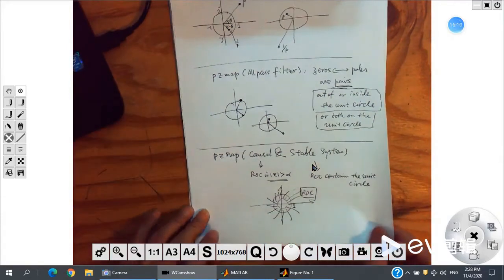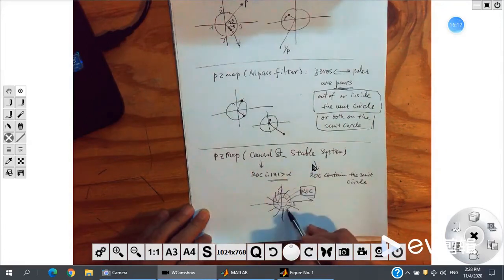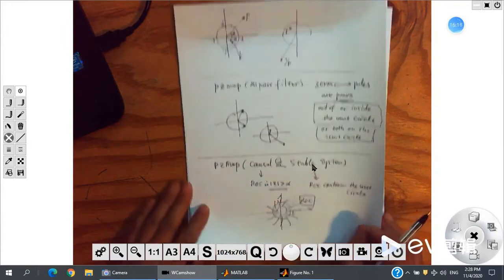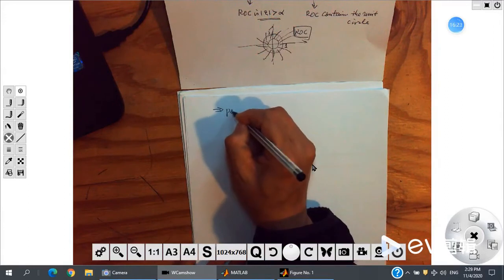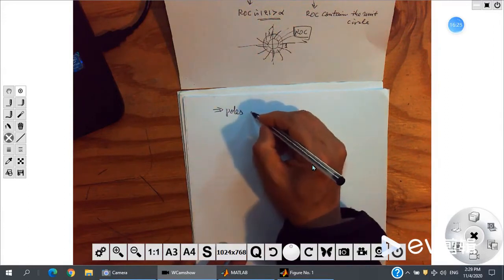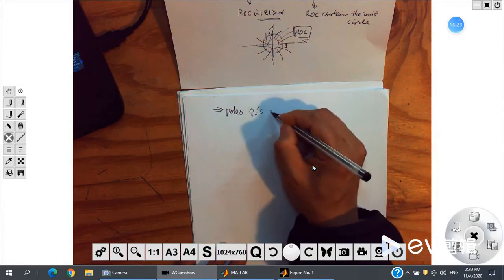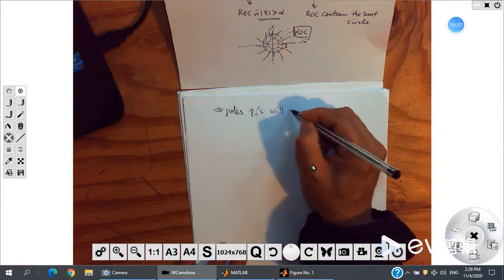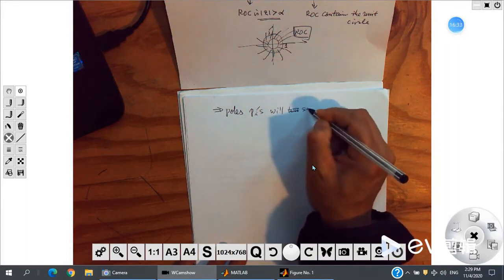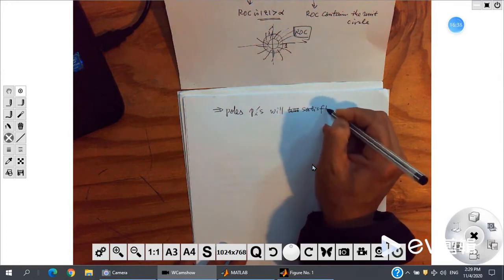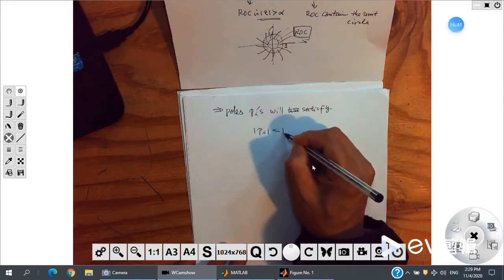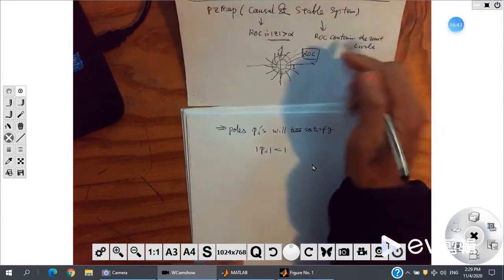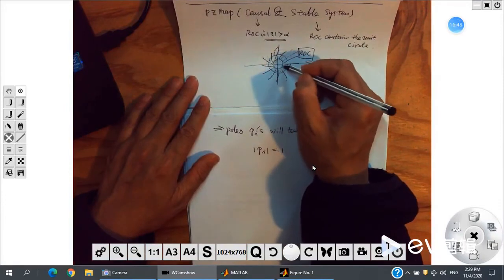Okay, this is a causal and stable system. The ROC looks like this. Then what are the poles? The poles, p_i, we will see, are all of value smaller than 1. Why? Because otherwise this circle will go across one of the poles.